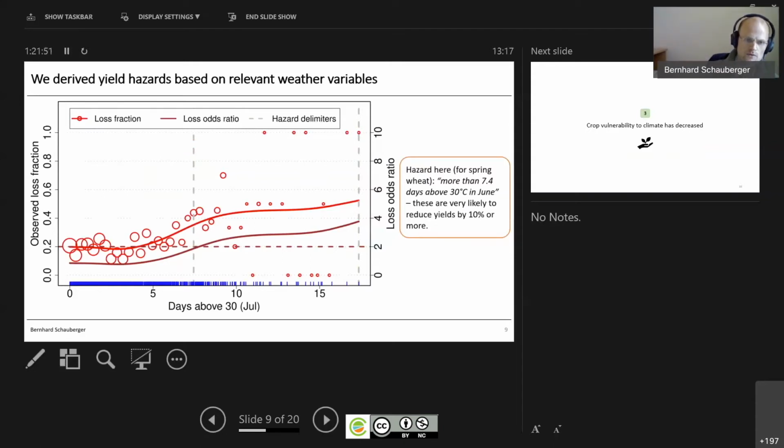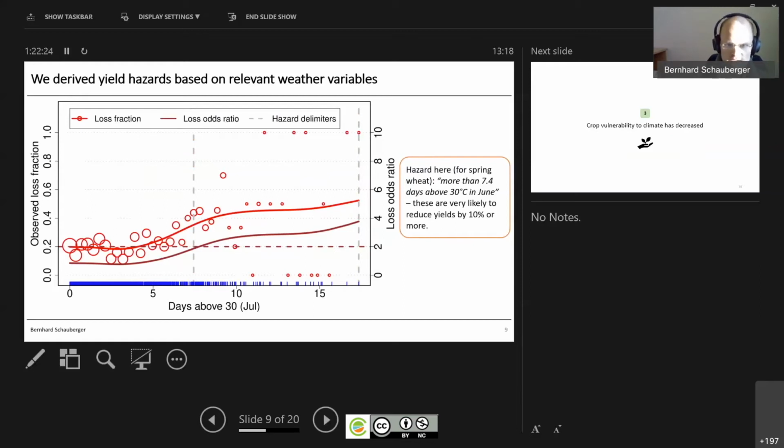And when you go from the left, which is 0 hot days, to the right, which is half of July very hot, you can see that the fraction of observed yield losses increases. So the red circles are the observed losses, and the red line is the interpolation between them. The brown line is the so-called loss odds ratio that measures how likely a loss is actually compared to the background ratio of losses in the whole data set.